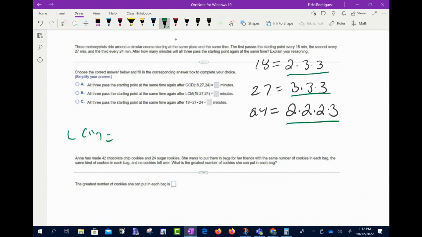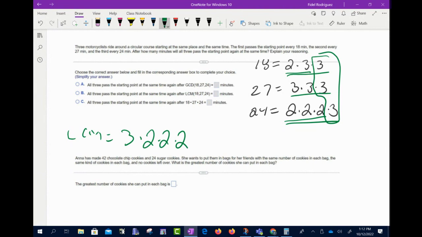Okay. So y'all, when I'm looking for the least common multiple, what I would probably do again is say, what do they all have in common? It looks like they all have a 3 in common, right? Okay. So I need a 3. And then what I would say after that is, look, which one has more 2's? Well, the 24 does. So I need 3 of those, okay?